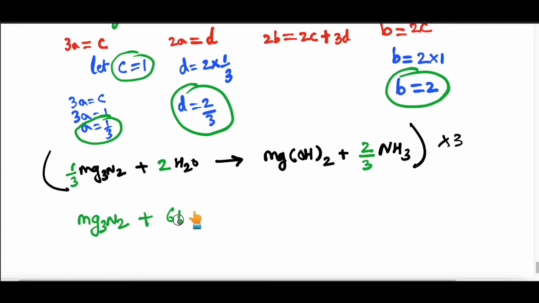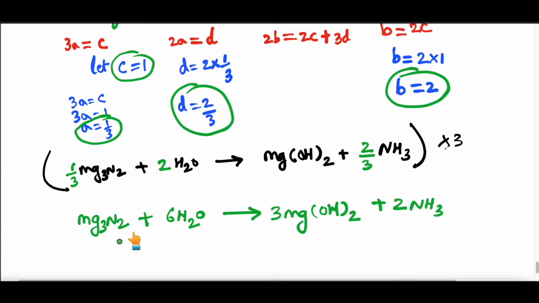So 6 water gives 3 times 1, so 3 magnesium hydroxide, plus 2 upon 3 multiplied by 3. So this 3 in the numerator and denominator will get cancelled. So it will be 2 ammonia.